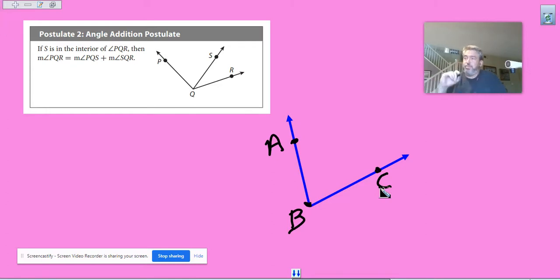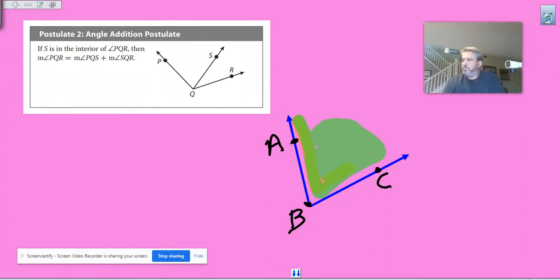Now, I'm going to put a point in the interior of the angle. Now, where do you think the interior is? That word almost makes sense all by itself. Interior. That would be inside the angle. If I used a highlighter and I highlighted the interior of the angle, it would be this part of the angle. That would be the interior of the angle.